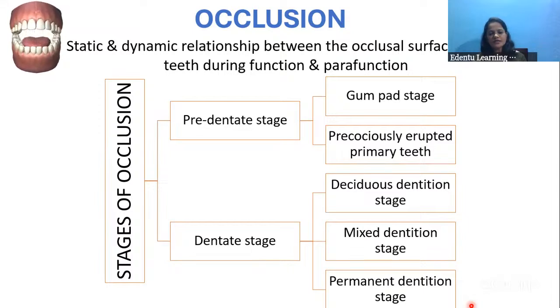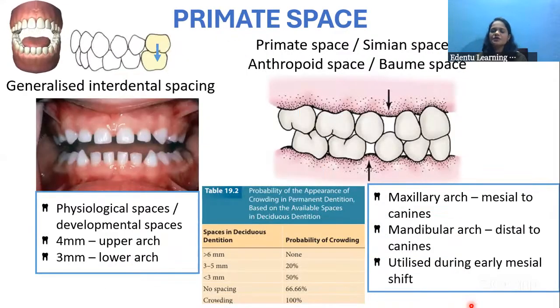Now coming to dentition stages: usually the deciduous dentition, the mixed dentition period, and the permanent dentition. The primate space is something that we see in the primary dentition. If you look at the general primary dentition of a child, you can see lots of spaces in between the teeth. This spacing is called interdental spacing. It is seen between all teeth, so it is also called generalized interdental spacing.